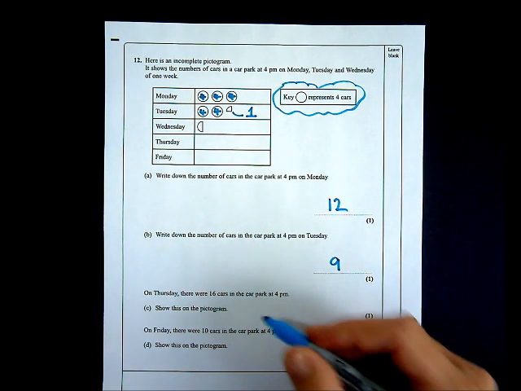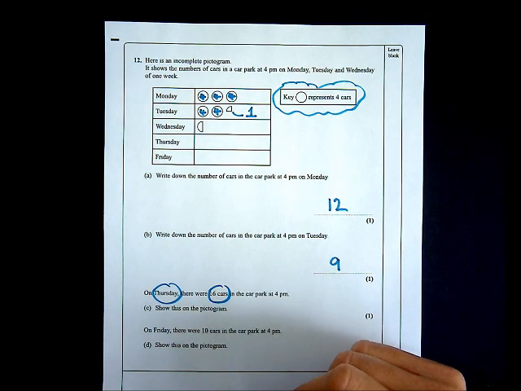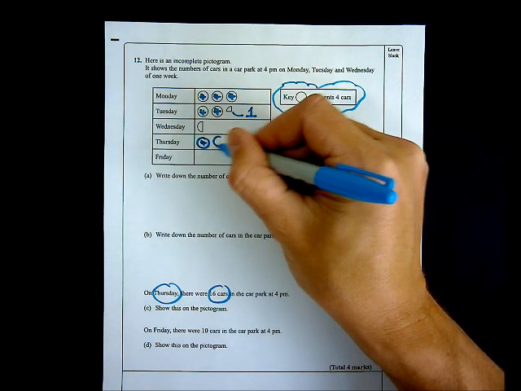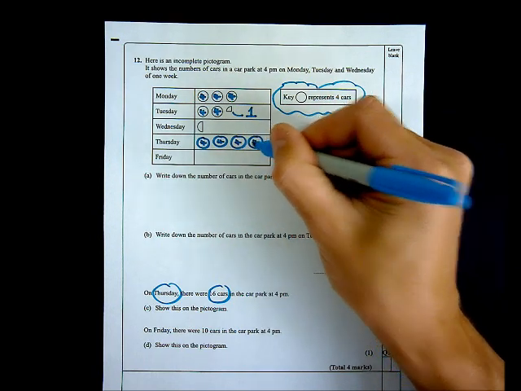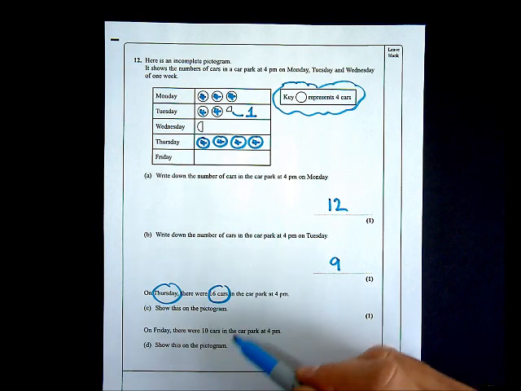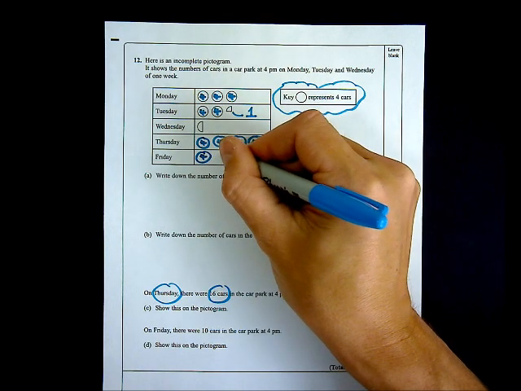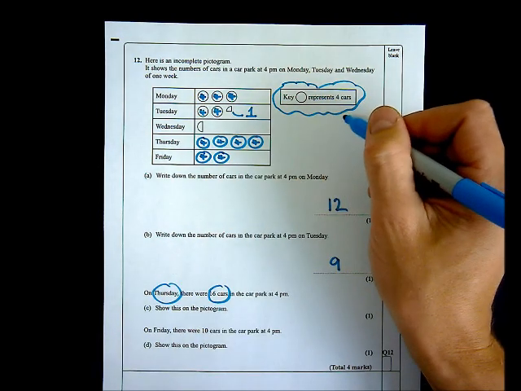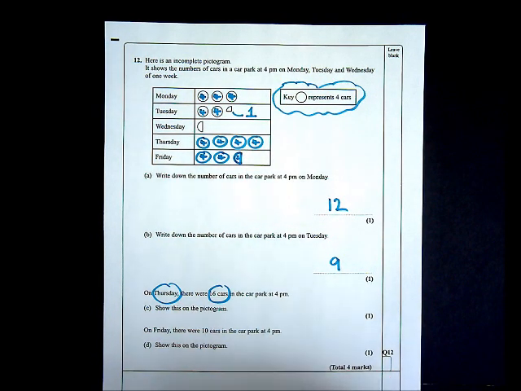In part C, I'm told that there were 16 cars on Thursday, and I'm asked to show this on the pictogram. So one circle will be 4, another circle would take me up to 8, another circle would take me to 12, and the final full circle would take me to 16. On Friday, I'm told there are 10 cars in the car park, and again I've got to show this on the pictogram. So a full circle would take me to 4, another full circle would give me another 4, and I need another 2 to get to 10, so I need to draw half of a circle to get me that 2.